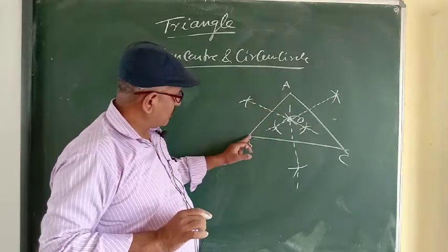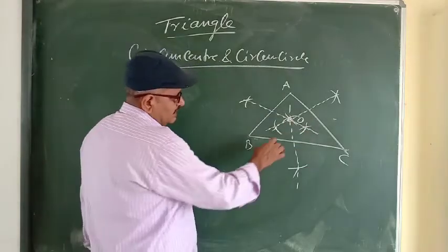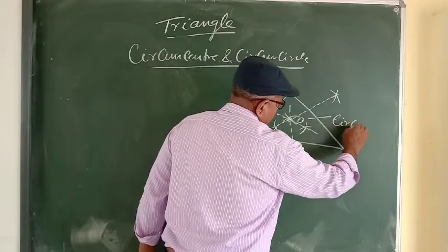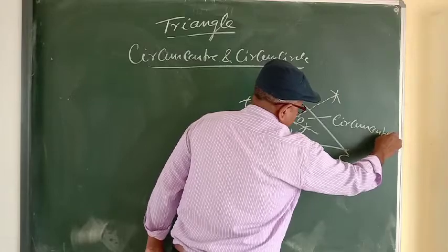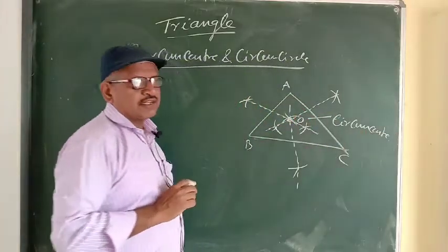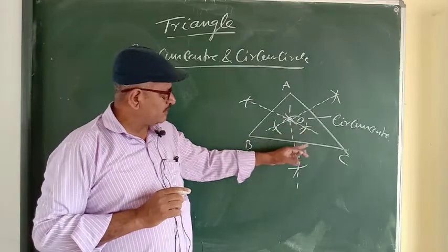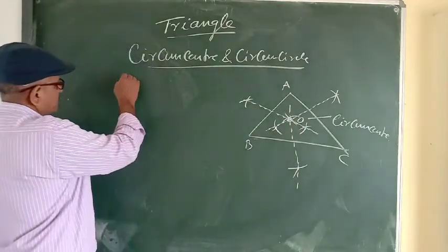Similarly, we can draw the perpendicular bisector of AB and AC. These three bisectors meet at O. This point is called circumcenter. So what is circumcenter? It is the intersection of perpendicular bisectors of all the three sides.